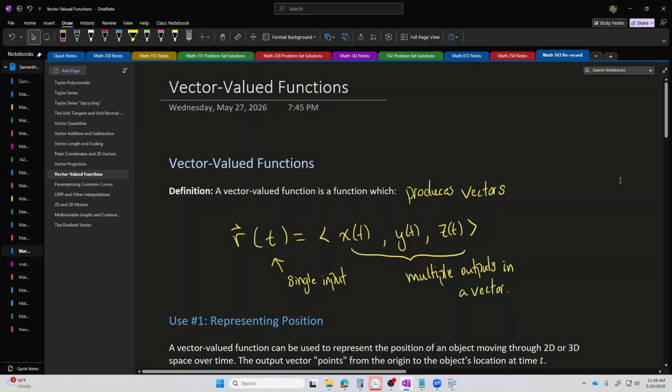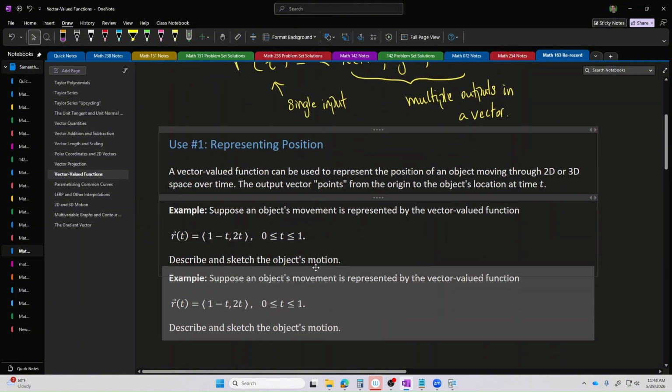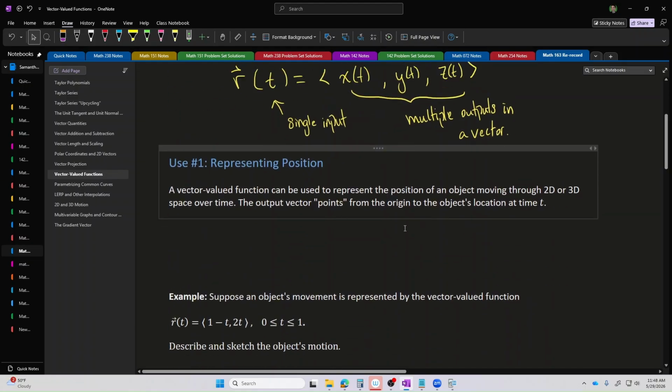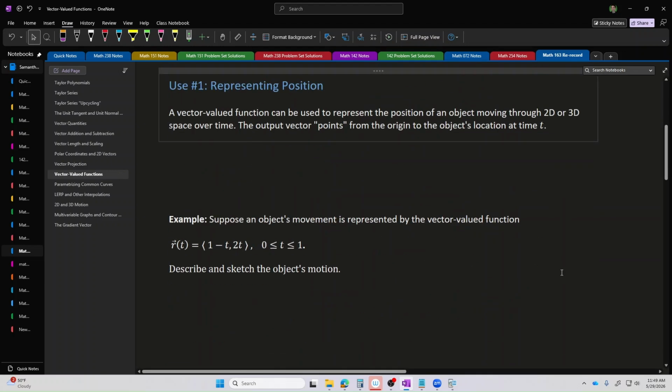Now, vector-valued functions can be used to represent lots of different things in the real world. The first major use of vector-valued functions is to represent the position of an object that's moving through two- or three-dimensional space over time. In this situation, the output of your vector-valued function is being used to point to the object's location in space at a specific moment in time, t. Let me give you an example of what I mean.